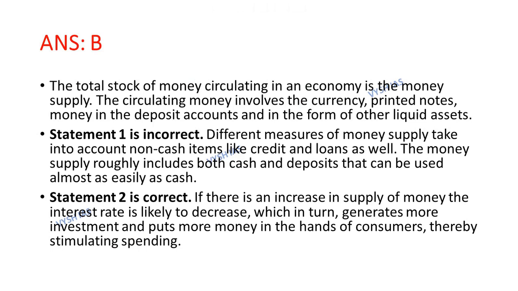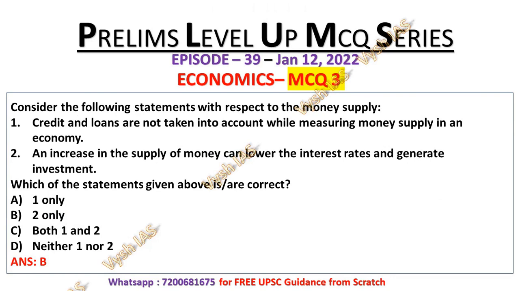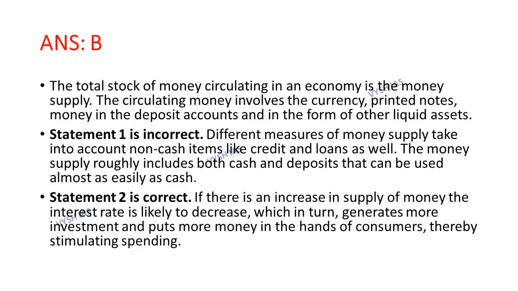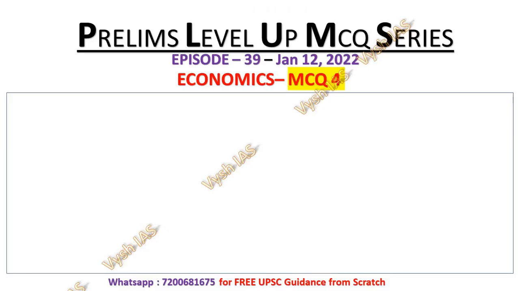Statement number 2 is correct because if there is an increase in the supply of money, the interest rate is likely to decrease, which in turn generates more investment and puts more money in the hands of consumers, thereby stimulating spending. So statement number 2 is correct: an increase in the supply of money can lower the interest rate and generate investment. Now move on to MCQ number 4.